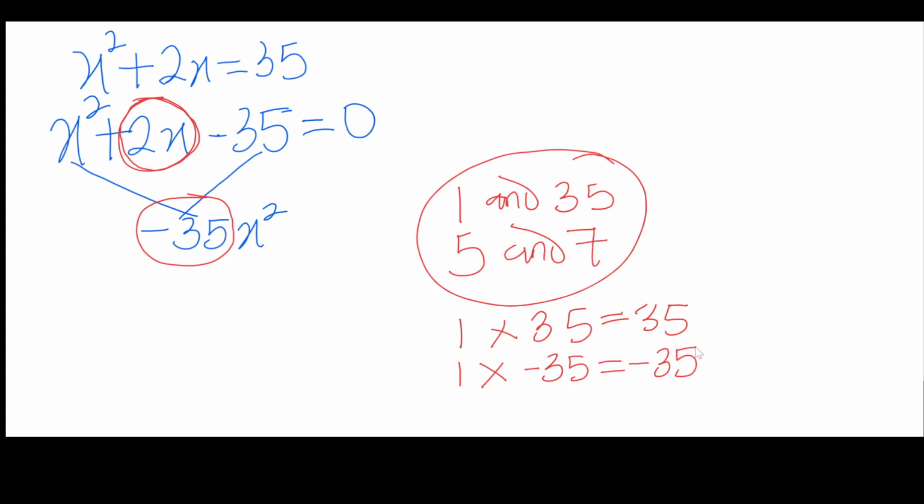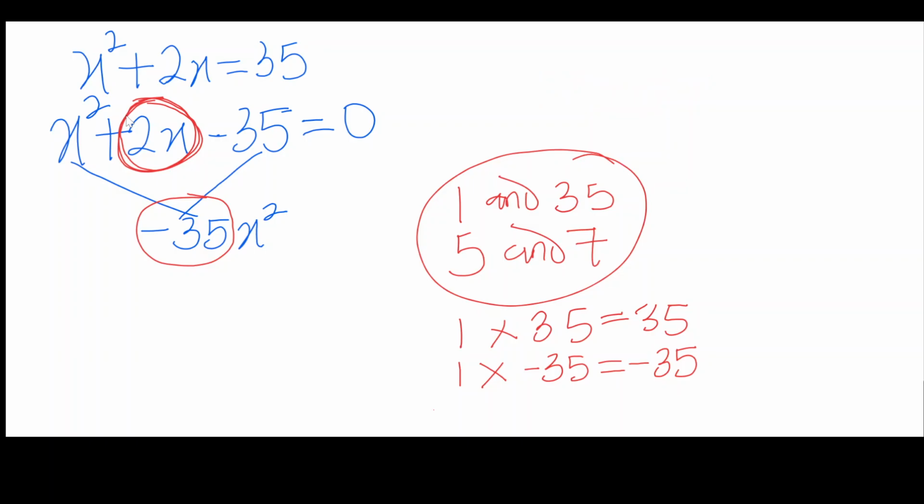Yes, but does it satisfy 2x as in what we have there? Let's check. If I have 1 plus negative 35, it's going to give me negative 34. So it does not satisfy 2x. So it's not going to be used. So it's not correct.